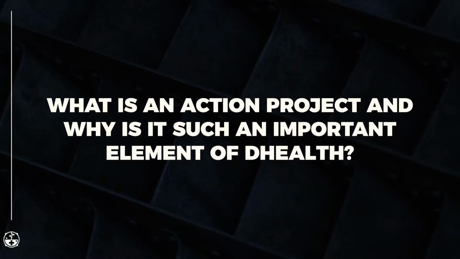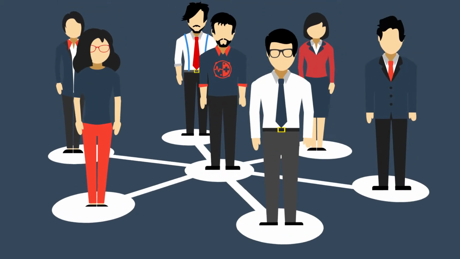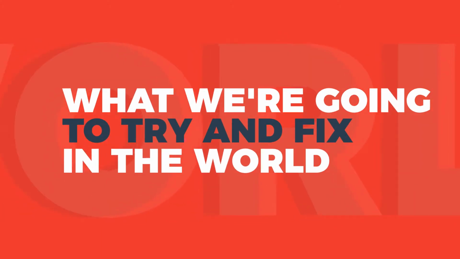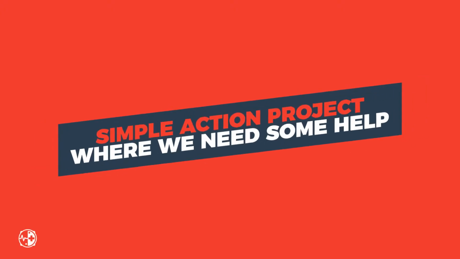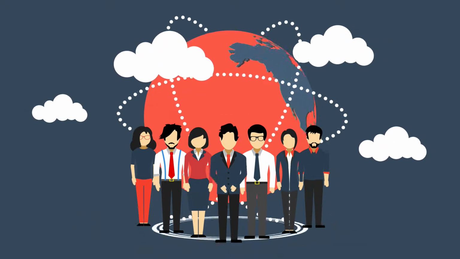So, what is an action project and why is it such an important element of DHealth? It is the most important part of DHealth because it is the major connector. An action project is the plan, it's the budget, it's exactly what we're going to try and fix in the world. That could be us individually, we could have a simple action project where we need some help, or we could try and group together as members and try to facilitate a larger solution.